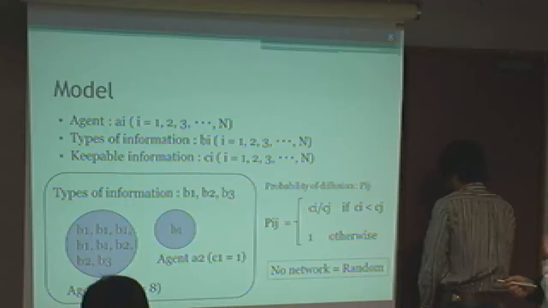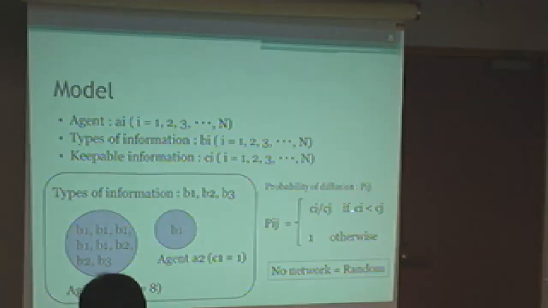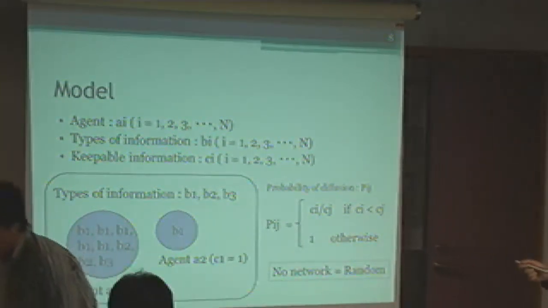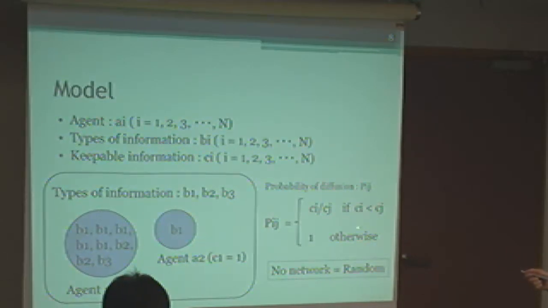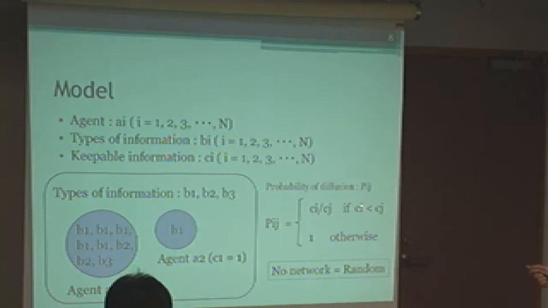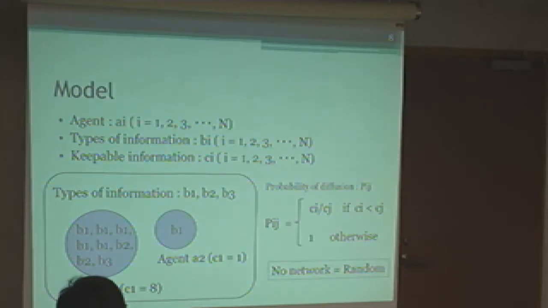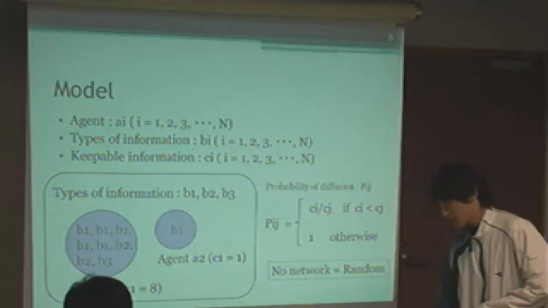And this is the probability of diffusion. If Cj is bigger than Ci, the probability of diffusion from agent Ai to agent Aj is this. And otherwise, if Ci is bigger than Cj, the probability equals 1. And in this simulation, there are no networks, so they interact randomly.